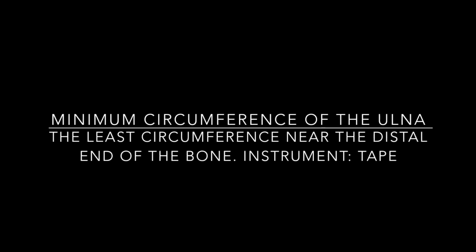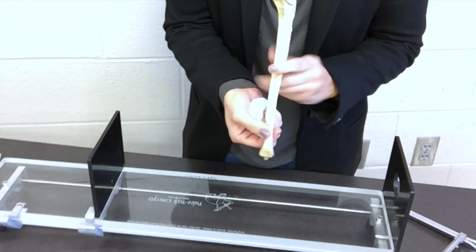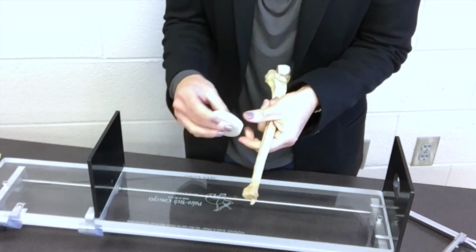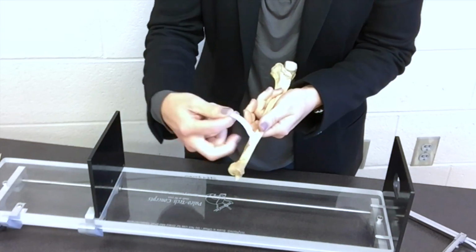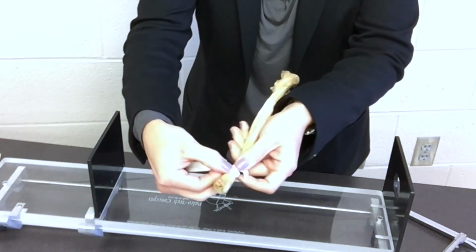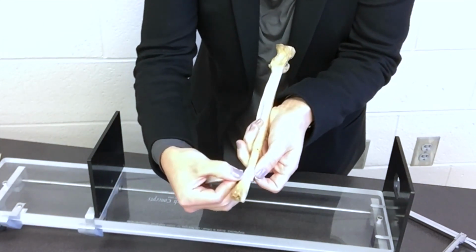To take the minimum circumference of the ulna, we're taking this on the distal portion of the ulnar shaft, okay, just proximal to the articular surface. And you're going to need a tape to take this measurement. You're just going to wrap the tape and obtain the minimum at this distal portion, and then take your reading on the tape.